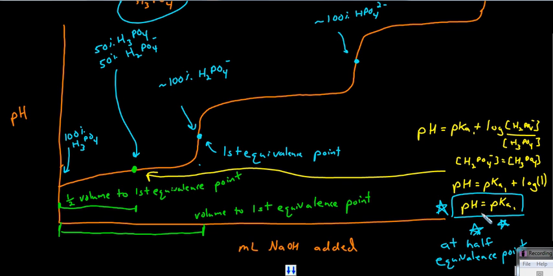So not only can you predict the pH, but additionally, in experiment, you can find where this half equivalence point is, and knowing the pH at that point, you can find the pKa. And we'll be doing that in numerous instances in lab.